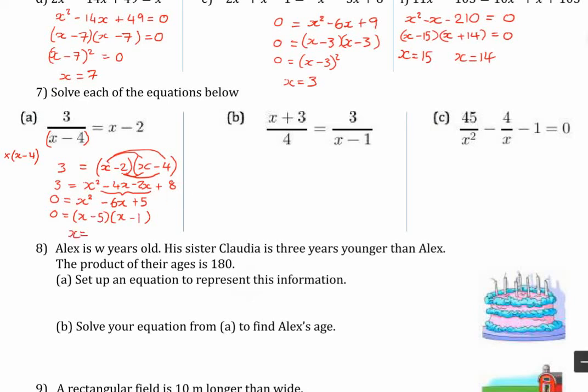So x is equal to 5 and x is equal to 1. Similar process on part B. We need to times, but we need to times twice this time to get rid of these denominators. If we times everything by 4, that would just give us x plus 3 on that side.